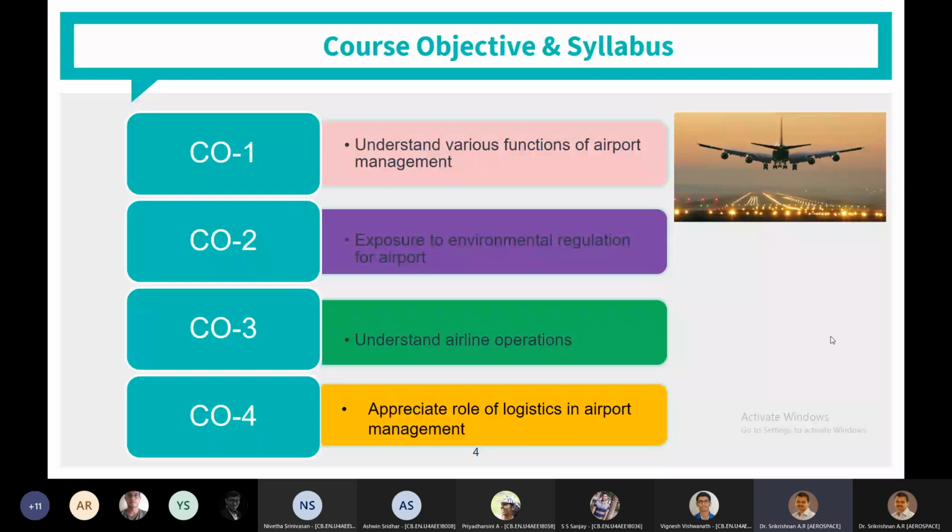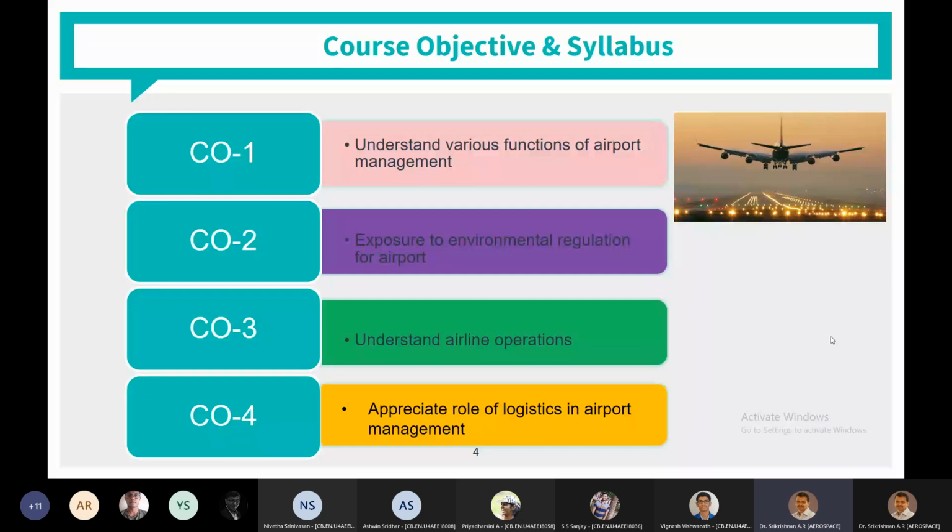CO1, understand various functions of airport management. What are intended or expected out of airport management? What all the functions that it should serve as a system? Understanding them is the first outcome from the student perspective.